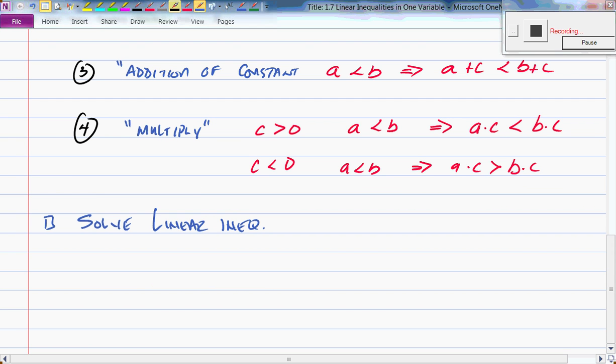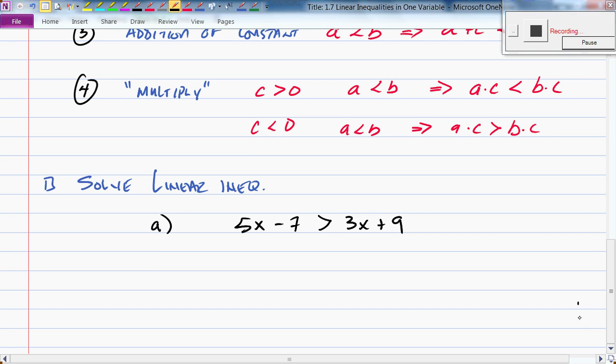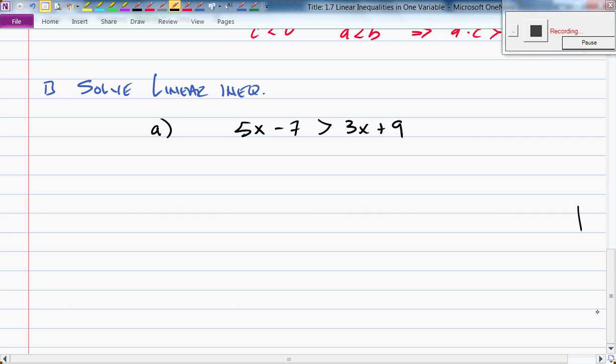All right, so let's practice one. Let me give you this one. How about straight up basic here? A. 5x minus 7 is greater than 3x plus 9. While we solve this, let's try and relate back to which property we're actually using here. All right. So now it's an inequality. It looks kind of like an equation, right?